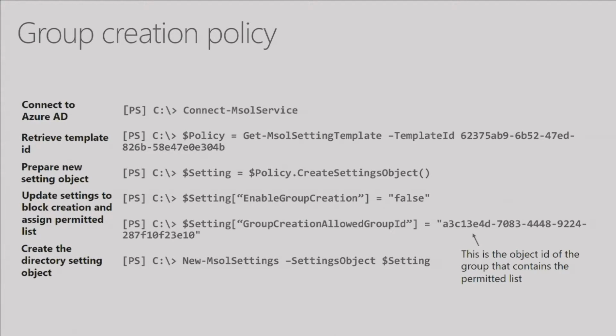This looks horrible. I know it looks horrible, but it's all written down on the web. You can find it. The important thing is, look, very simple. Connect to Azure AD. Boom. Right? Retrieve the existing policy. Okay? And then go and set a couple of settings. One is enable group creation. Set it to false. So that stops everybody else going and creating it. And then tell Azure AD who is allowed to do this. And off you go. And then you've got a policy.